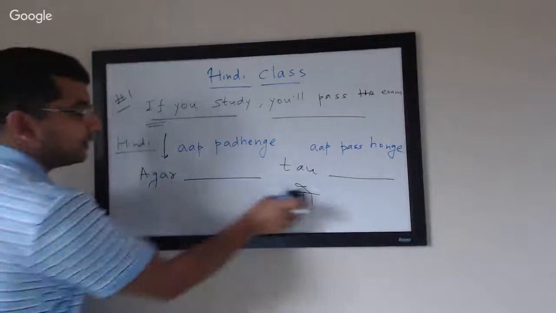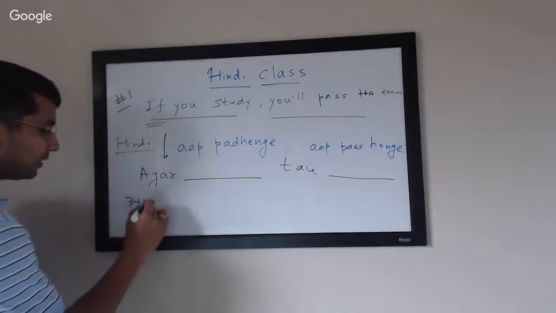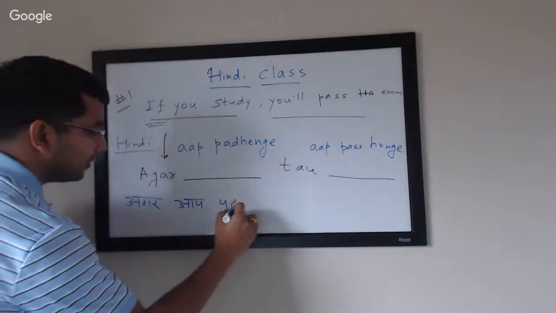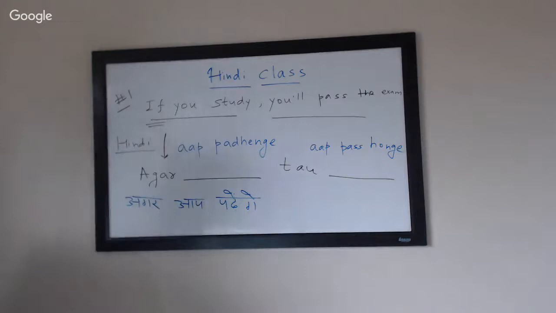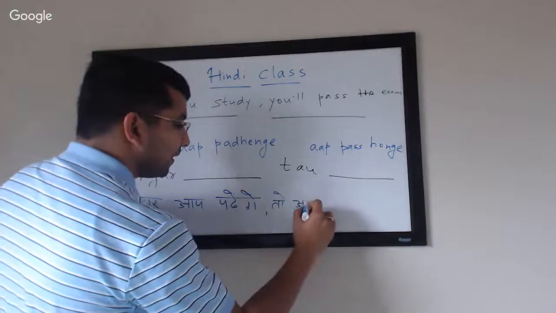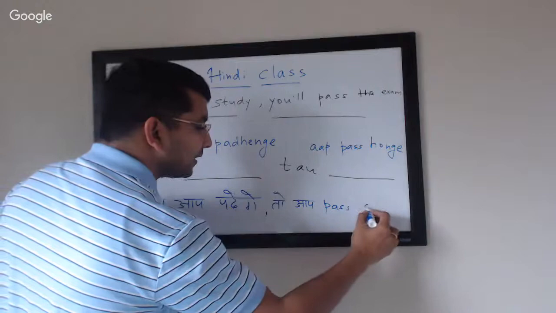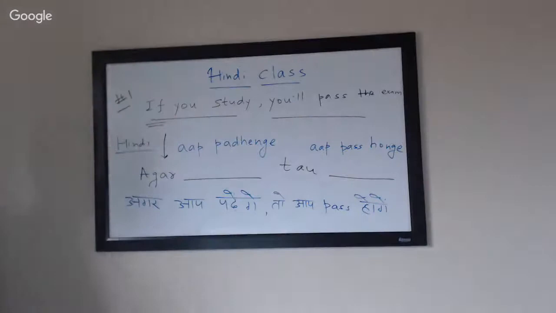So now let's look at the same sentence in the Devanagari script. So you will say agar aap padhenge, agar aap padhenge to aap, and I'm just using this pass just in English, pass होंगे. अगर आप पढ़ेंगे तो आप पास होंगे. ओके. Good. So I hope this example makes sense.